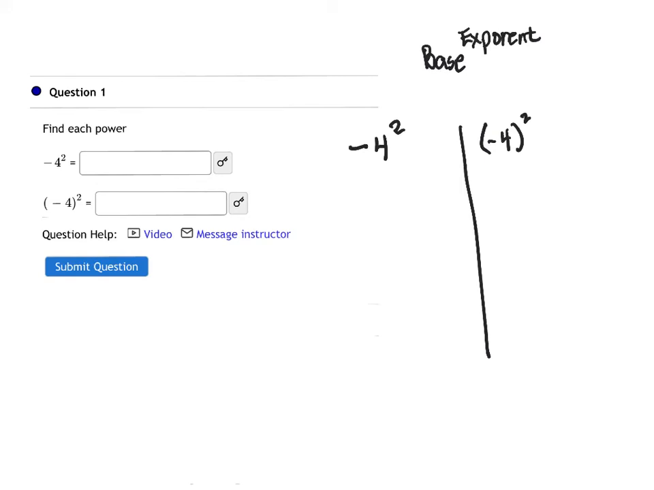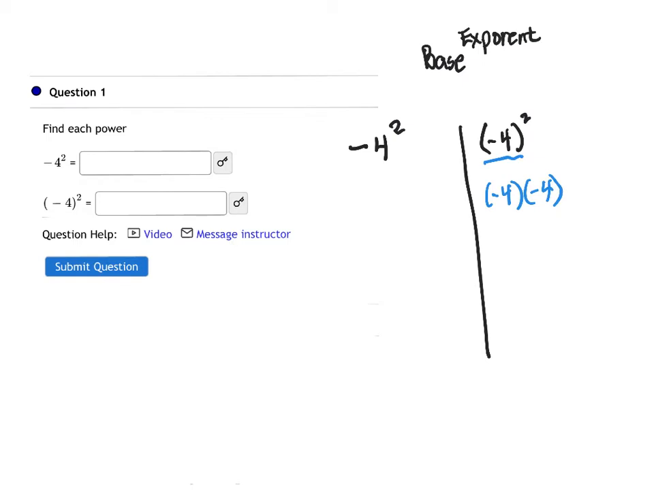We have a base raised to an exponent, sometimes called a power. So the base is what is being raised to that power. If there's parentheses around it, then all of it's a base, like this one. All of that's the base. So it's not just the 4 being raised to the second power, it's the negative also. So on this one, we would be multiplying negative 4 times negative 4, that's the base.